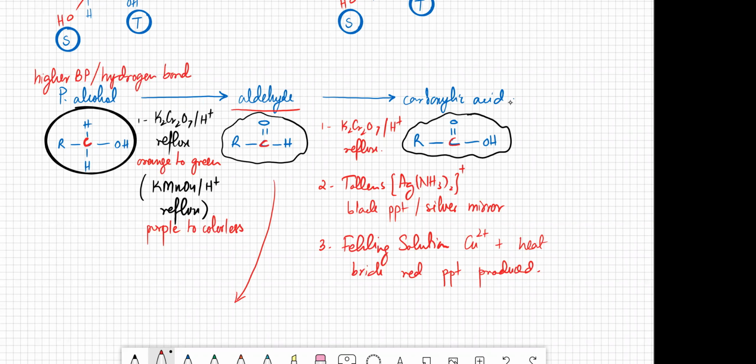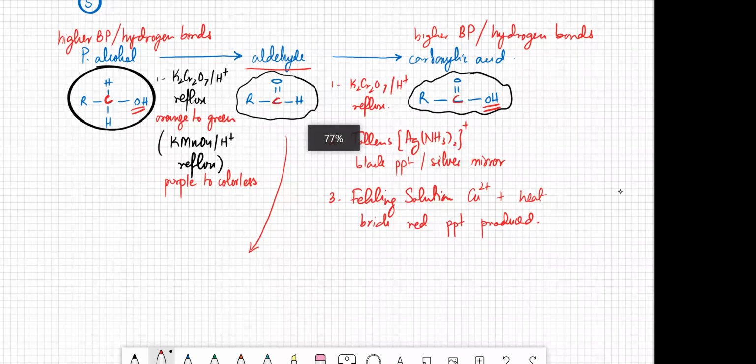Do you remember this question was asked? Carboxylic acids have higher boiling points because they can form hydrogen bonds as well, because they've got OH groups. An alcohol has an OH group. A carboxylic acid also has an OH group. The aldehyde doesn't have an OH group. So remember this, it's got a lower boiling point.